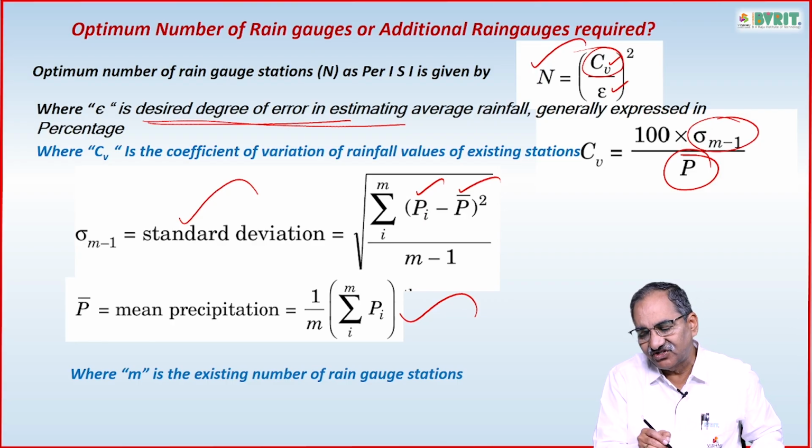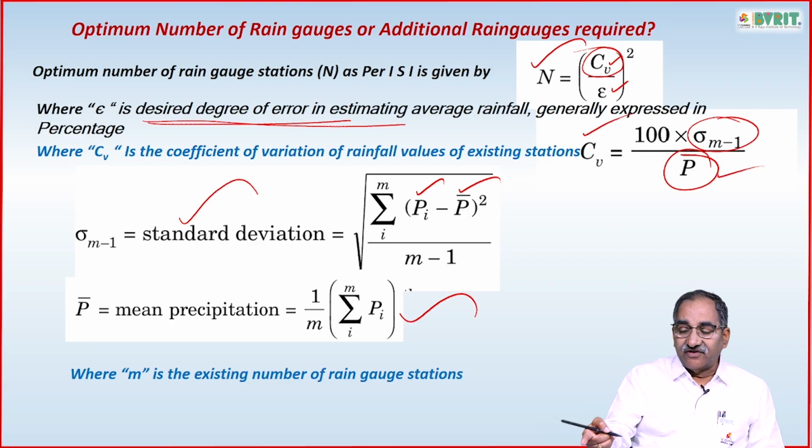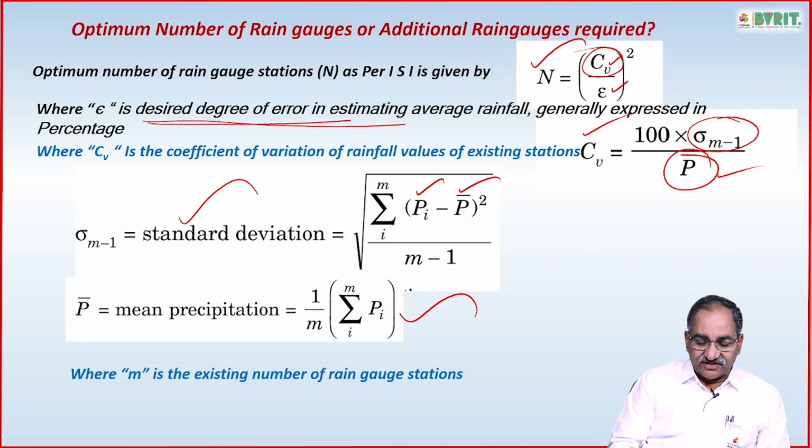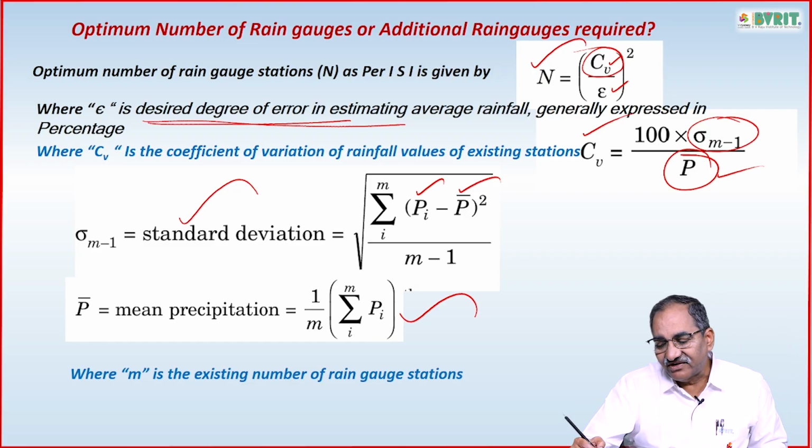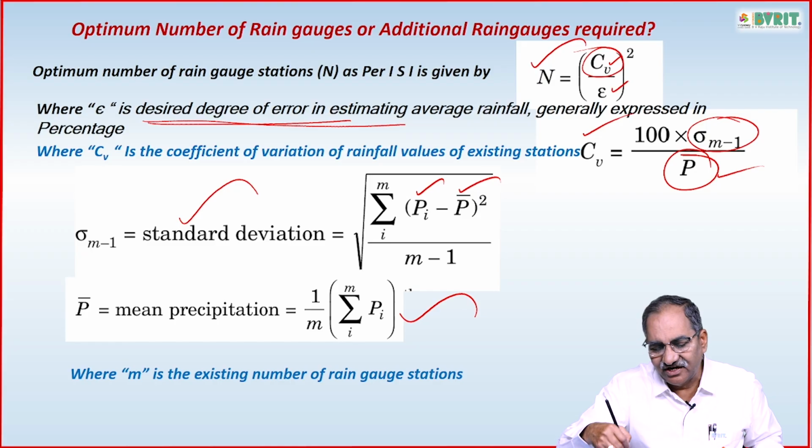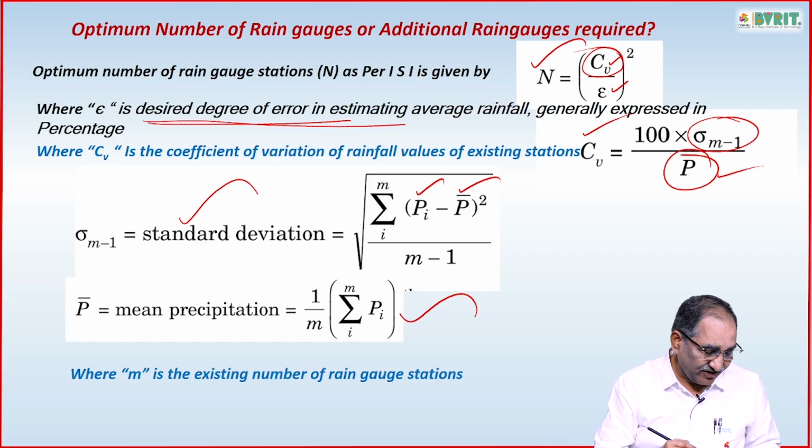Once the standard deviation is known and the average precipitation is known, calculate CV, and once the CV is calculated, then calculate N. So this is one common question which generally will be asked in this particular unit.